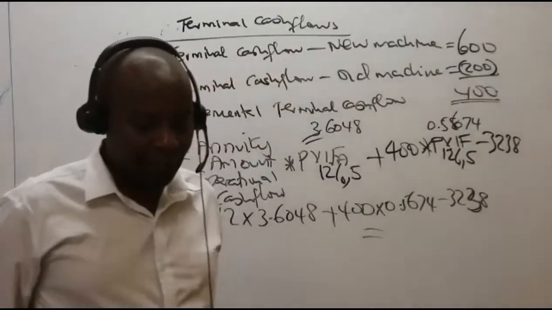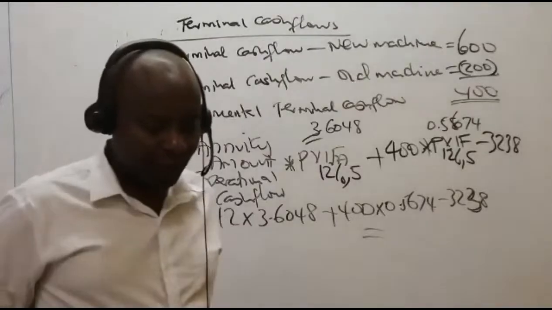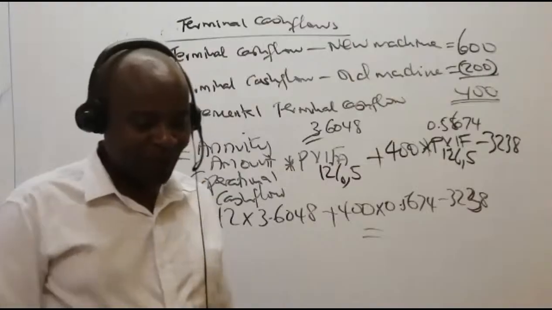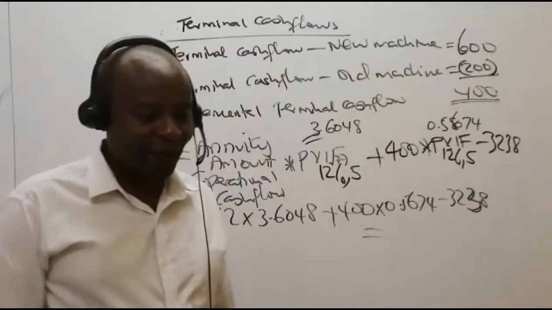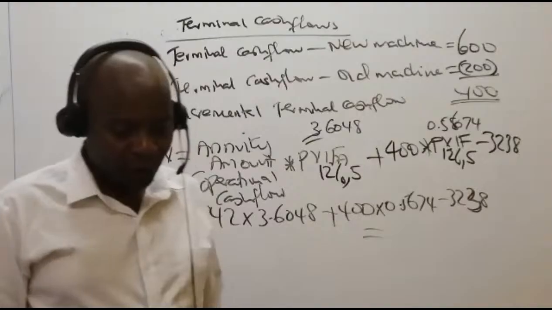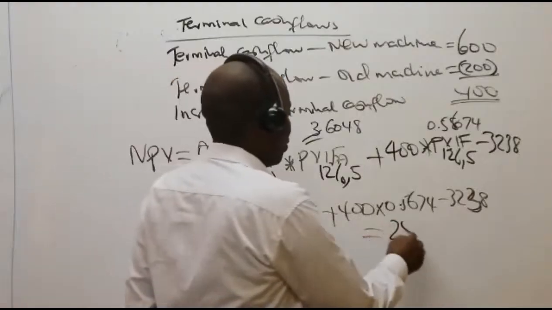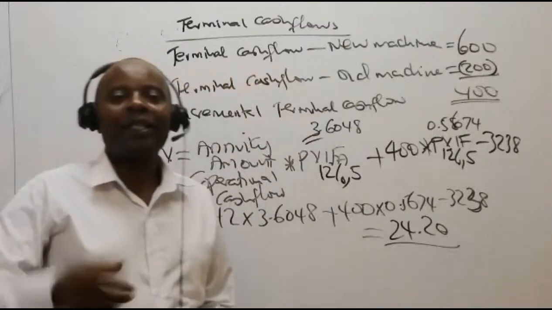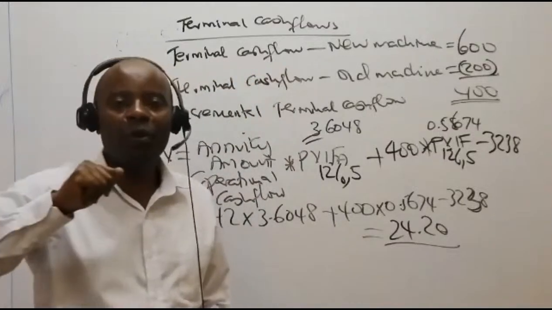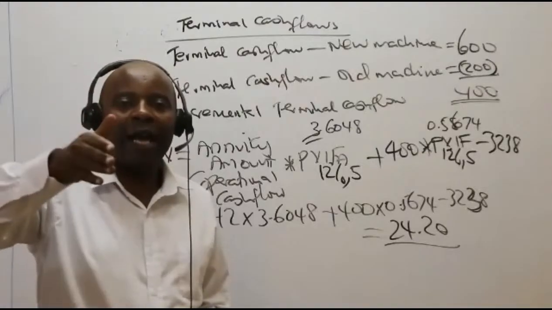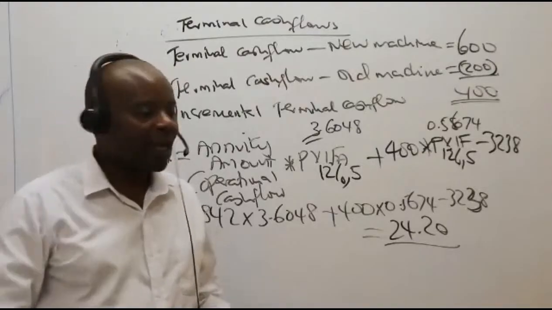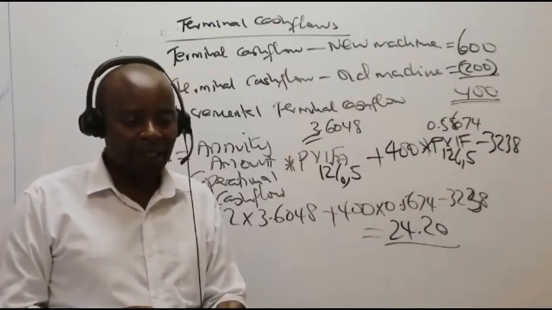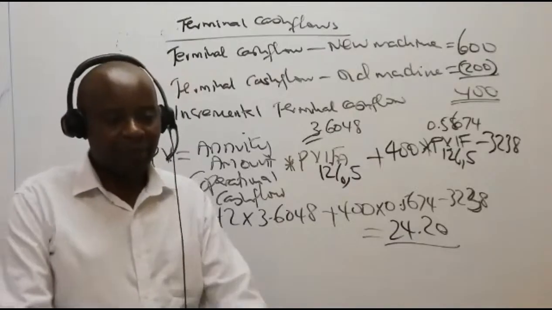Who is able to give us that net present value? I can see from Olivia, the net present value is 24.20. However small, so long as it is positive, the decision to replace is viable. So we're advising these people to go ahead and replace, because replacement has a positive net present value.